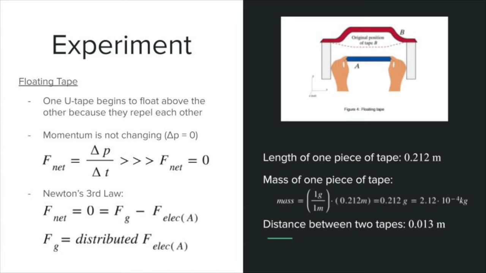This is supported by Newton's third law. I then measure the distance between the two tapes when the tape on top begins to float. This distance was 1.3 centimeters. Other measurements included the length of one of my tape was 0.212 meters, which makes the mass 2.12 times 10 to the negative 4 kilograms.